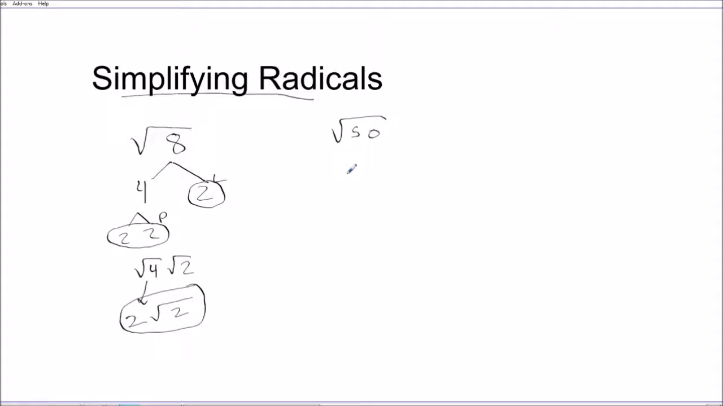Okay, and if you want to pause and make your own factor tree, awesome. If you want to watch, okay, that's fine too. Make sure your notes are wonderful. Okay, I'm going to break 50 down.